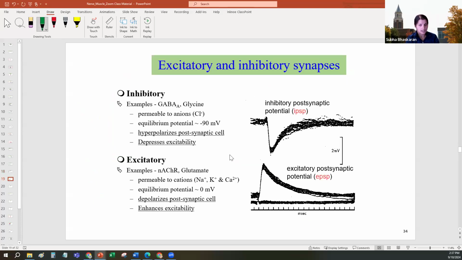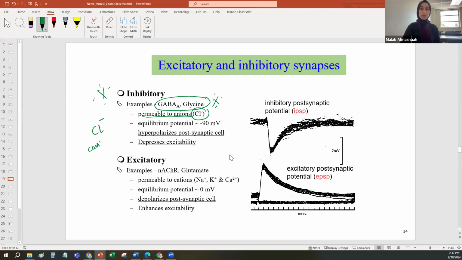So excitatory and inhibitory synapses, important. The inhibitory ones are GABA and glycine. You see the chloride here, guys? Did I mention chloride connected to GABA and glycine? So what does that mean? Permeable to anions, like chloride, means chloride is coming in or going out? In. Very good, coming in.